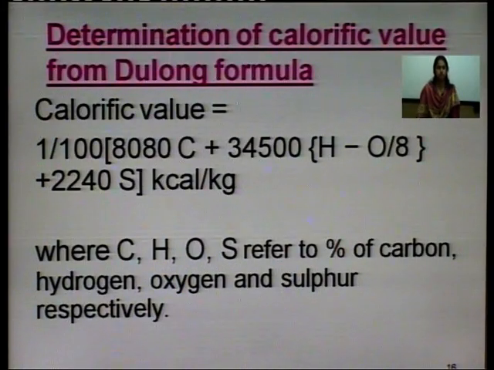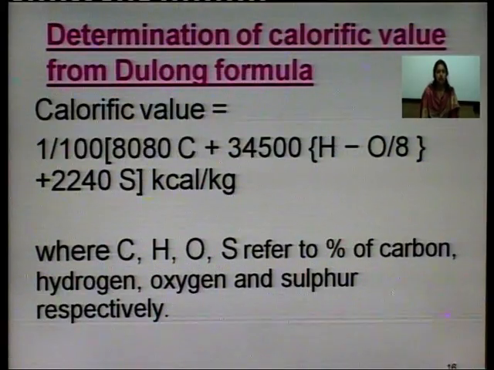Calorific value is equal to 1/100 times [8080 × C, where C is the carbon content, plus 34500 × (H, the hydrogen, minus O/8), plus 2240 × S, where S is sulfur], in kilocalorie per gram.